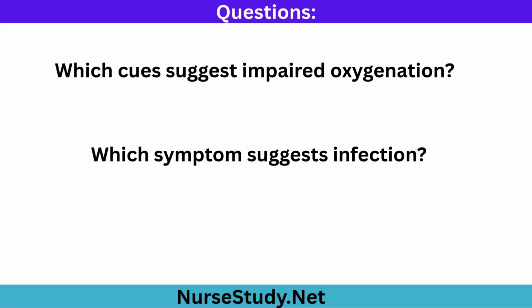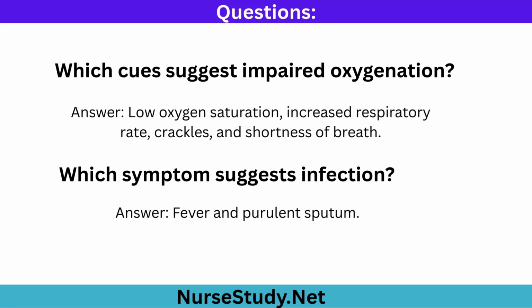Which cues show impaired oxygenation? Which cues show infection? Which cues show impaired oxygenation? Oxygen saturation 89%, tachypnea, crackles, and shortness of breath. Which cues show infection? Fever, purulent sputum.